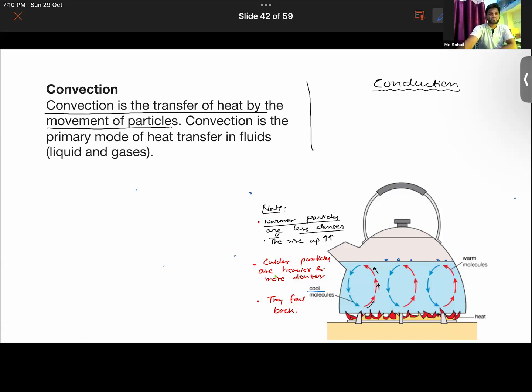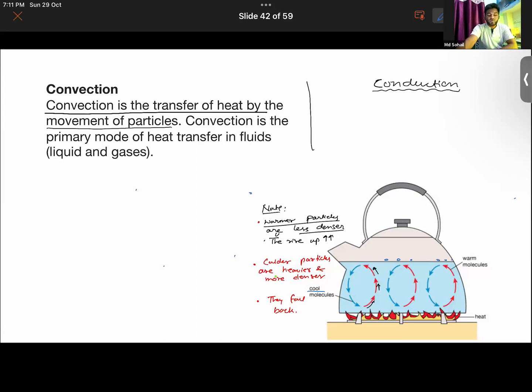Okay. And in convection, it's the transfer of heat by the movement of particles. It's only for liquids and gases, while conduction is only in solid form. Right. And sir, the condition for the conduction of heat is that the bodies must be in contact with each other. Right. The bodies have to be in contact with each other. Okay.